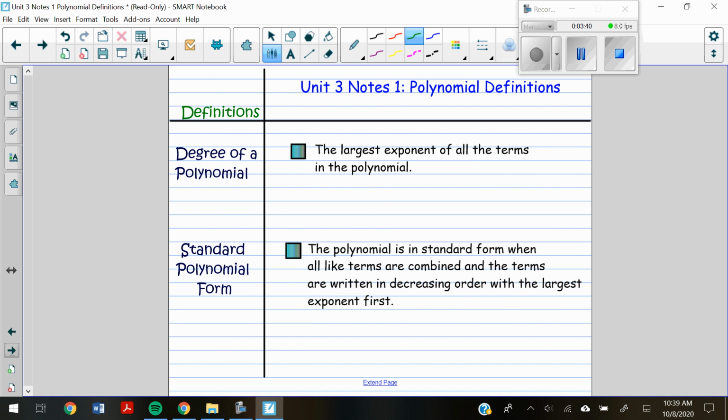All right, the degree of the polynomial is the largest exponent in all of the terms. Then standard form for the polynomial is when all like terms are combined, and the terms are written in decreasing order, and the largest exponent is first. We're going to actually practice this in our problems on the back side of these note sheets. So pause to write those down.